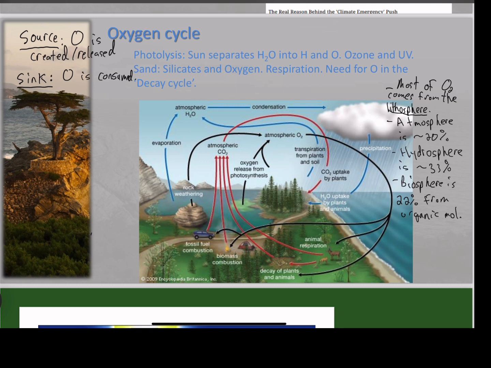Most of the oxygen actually comes from the lithosphere, which is beneath the Earth's crust. The atmosphere, right, so up in the sky, is really only about 20% oxygen. The hydrosphere, so the water cycle, is about 33% oxygen. And then the biosphere, the sphere holding all living elements, is about 22%, and most of that comes from organic molecules or compounds.